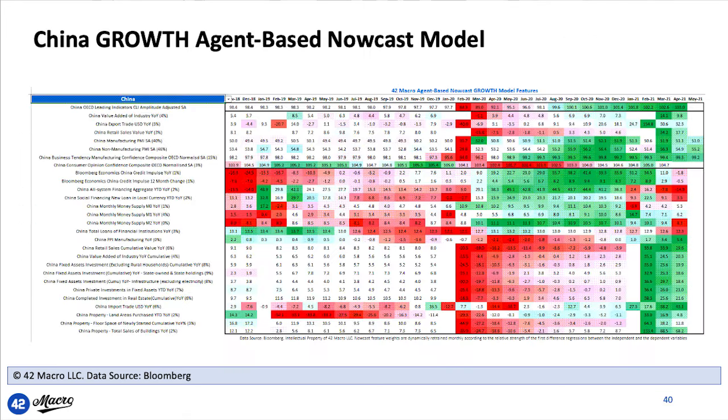On slide 40, looking at the Chinese agent-based nowcast model, it's very clear that Chinese growth peaked in the winter and is clearly starting to decelerate, just looking at the color coding across the features of the nowcast there.